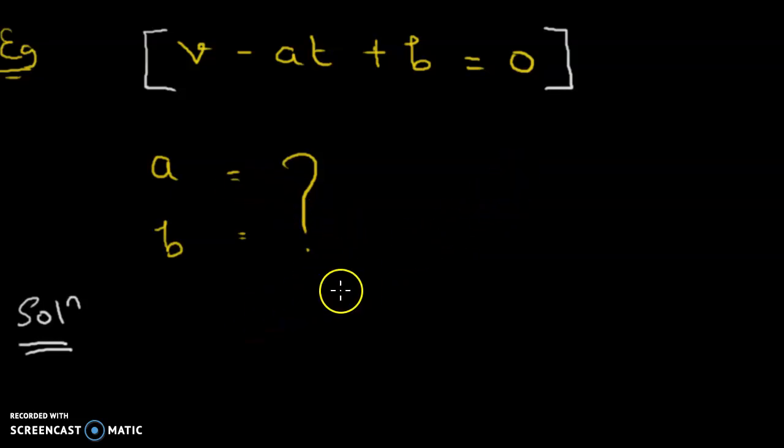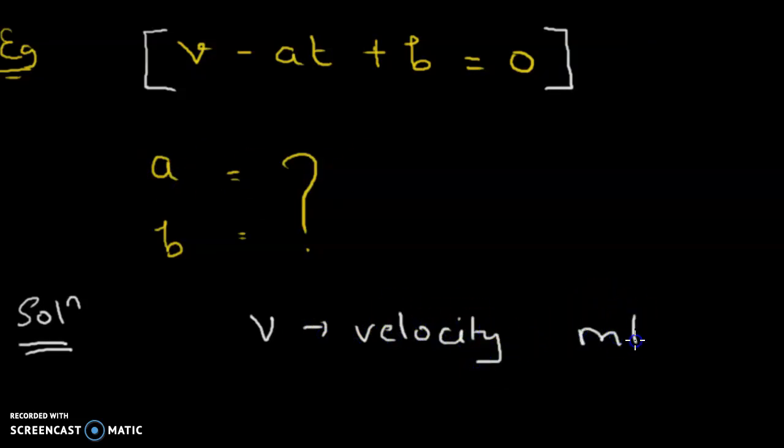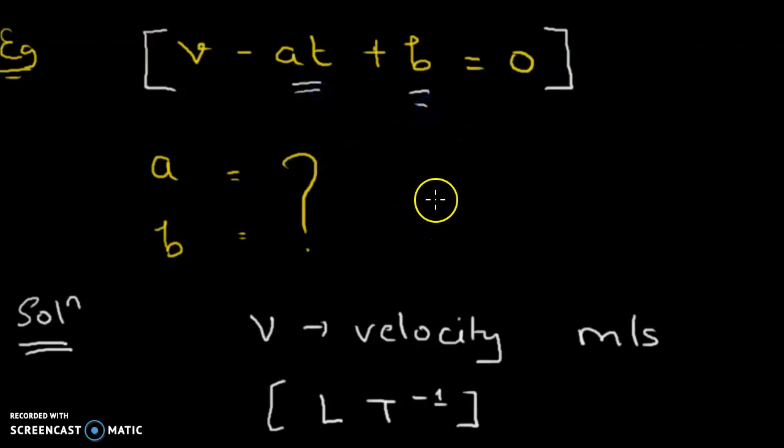So here V was velocity, so we know the velocity dimension. The velocity unit is meter per second, so the dimension would be L t to the power minus 1. So we know the dimension of velocity, so the dimension of every variable here has to be L t to the power minus 1, and we are going to use that. So the dimension of AT has to be L t to the power minus 1.